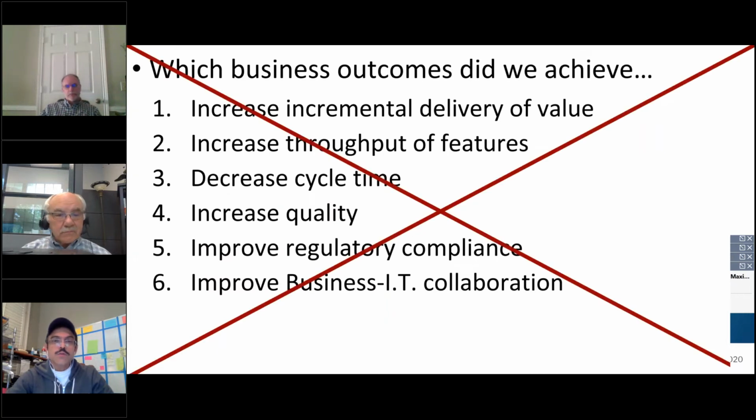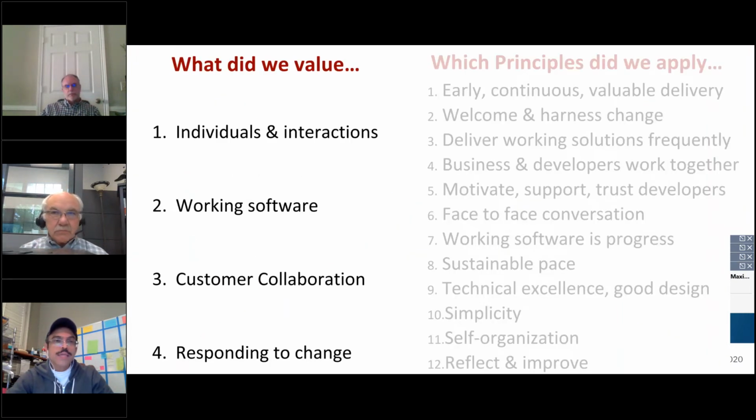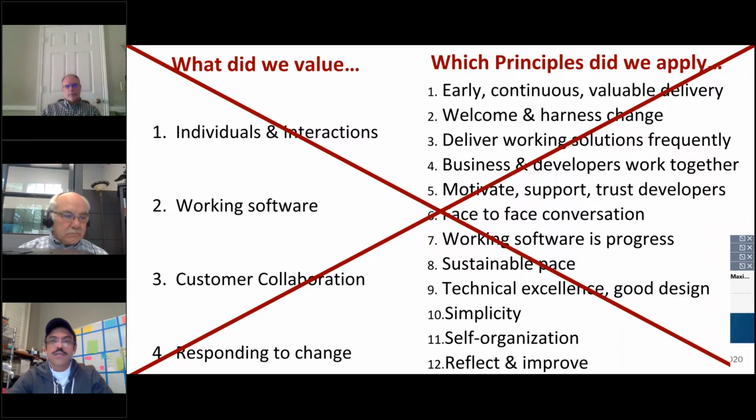We didn't achieve any of the business outcomes. We didn't stay true to any of the agile values or any of the agile principles. So I let my industry down. I did not eat my own dog food or drink my own champagne, or maybe I didn't drink my own dog champagne. So I felt inauthentic as an agile practitioner.